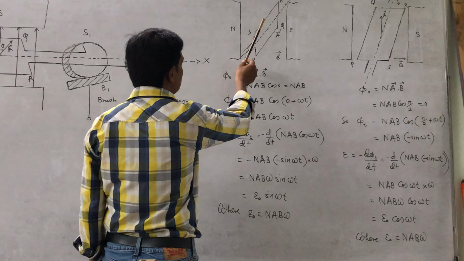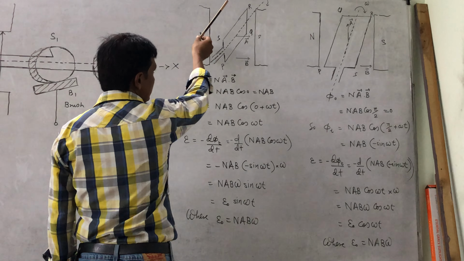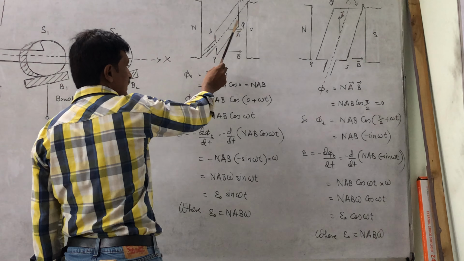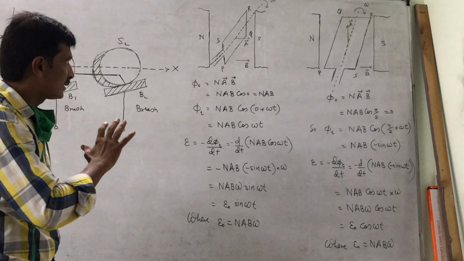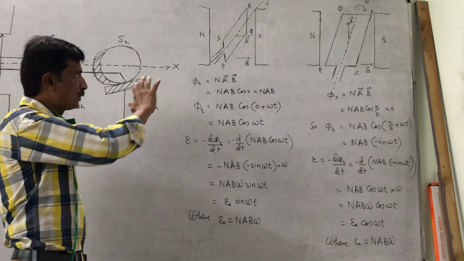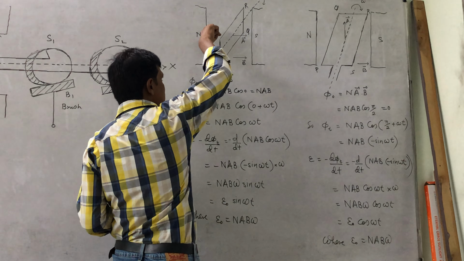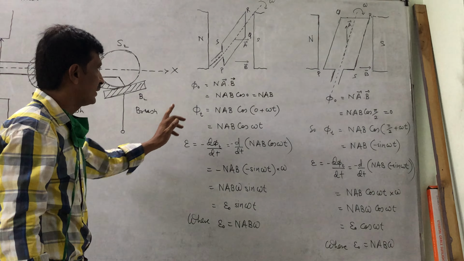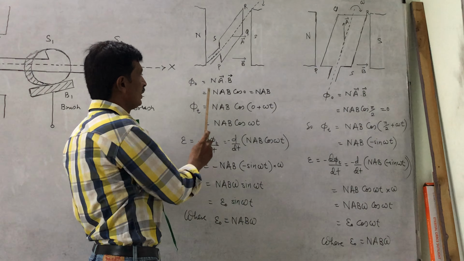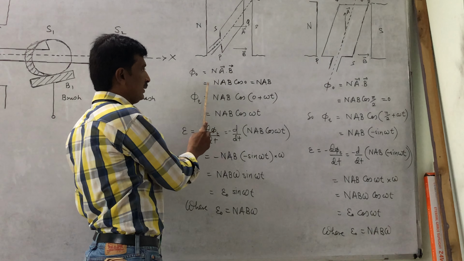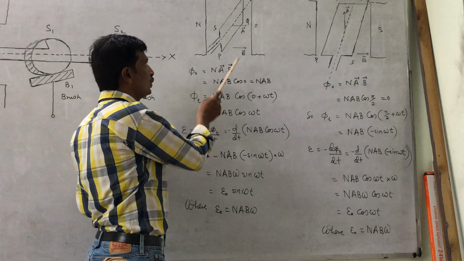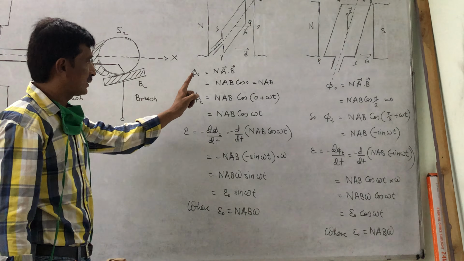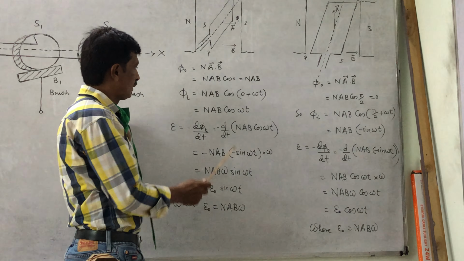Suppose when the coil area vector is in the direction of the magnetic field, this is the initial position. At some instant we have taken a photograph. It is rotating, but at that instant the area vector and field vector are both in the same direction. So the magnetic flux linked with the coil at that time, phi naught, is N A dot B equal to NAB cos 0, because the area vector and field vector are in the same direction. So at that time, maximum magnetic flux is linked with the coil.